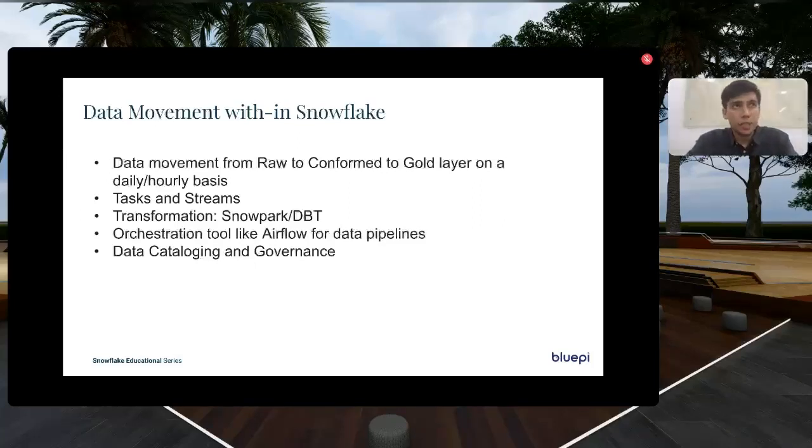Once these are all in place and you have your jobs, you need to maintain some kind of orchestration of your jobs as well. You can use Airflow for orchestrating all of your data pipeline, even from raw to the last layer. And then, of course, like I talked about, you need to have data cataloging and governance in place.